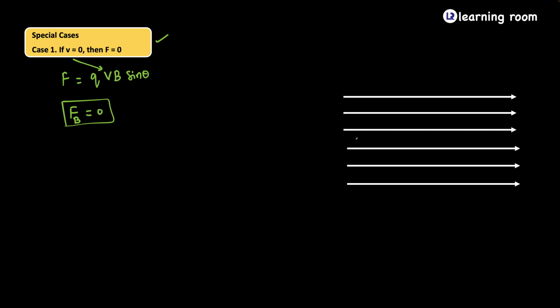So here, try to understand when a charged particle Q is placed at rest in the presence of a magnetic field, what will happen to it? The force is zero. Means the particle is still, continues to be at rest. There is no force to move it. So it is going to be at rest itself.